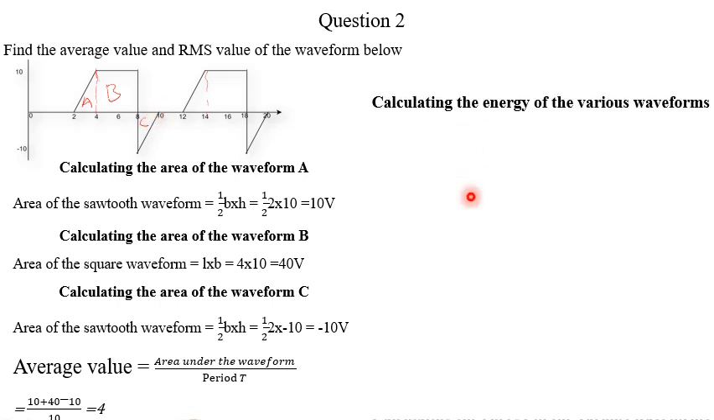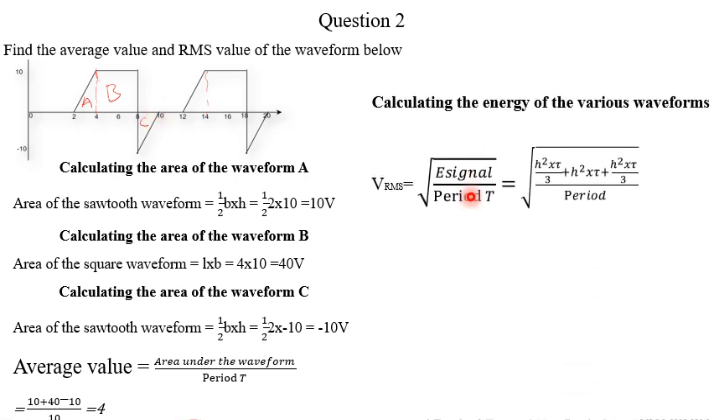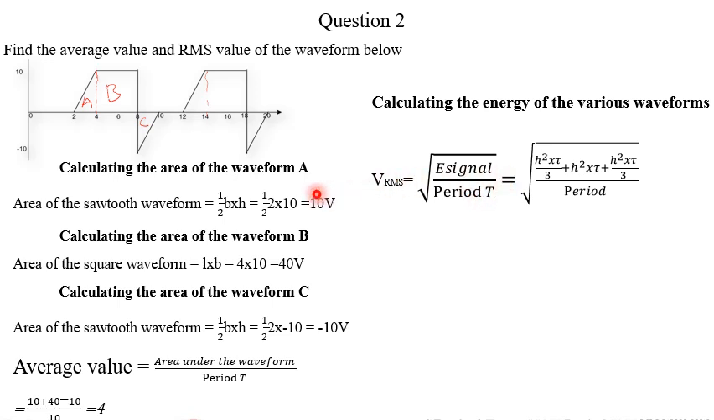So the energy of the half sawtooth or half triangle, this is the formula we use. For A, it is h squared times the duration of A, so the duration of A will be 4 minus 2, all over 3, plus the rectangular wave, which is h squared times tau, which is the duration, 8 minus 4, plus this one, the C, h squared times tau all over 3. Then we divide it by the total period. What is the total period? It's from here to here. So the total period here would be that.